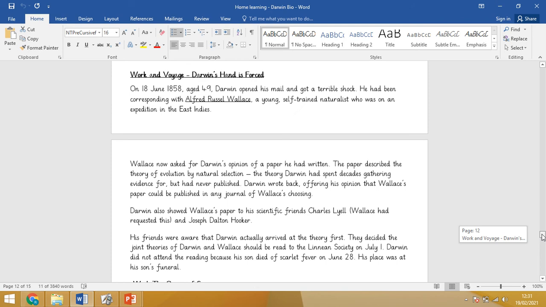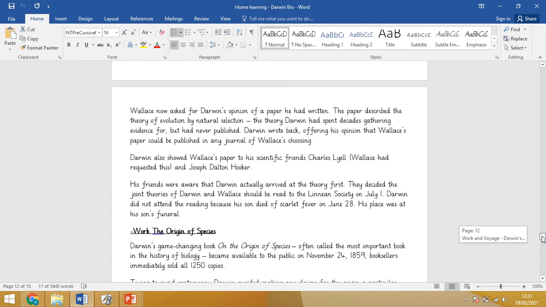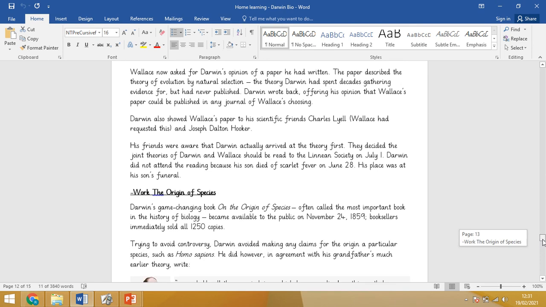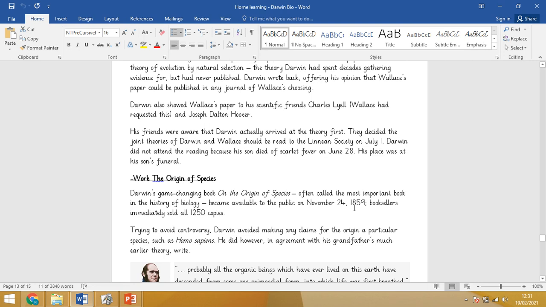And because Darwin was well respected and well known, and all his friends knew that he had arrived at the theory first, it is often called the joint theories of Darwin and Wallace, and that was presented on July the 1st. And eventually, in 1859, it became a book called On the Origin of Species.